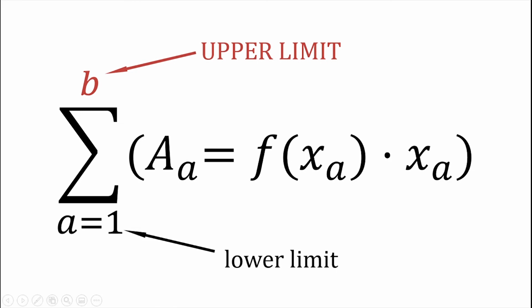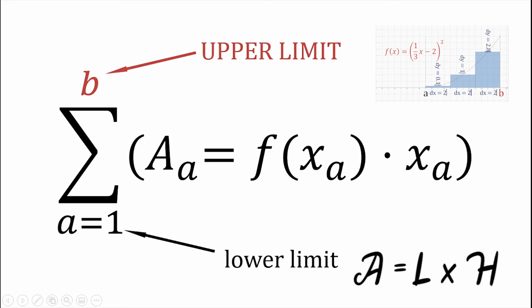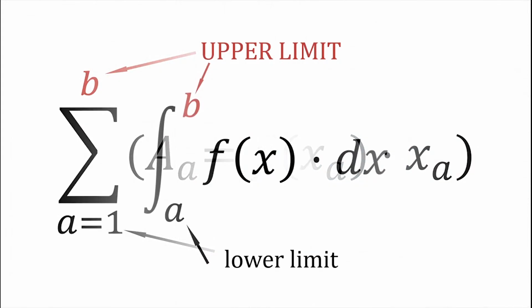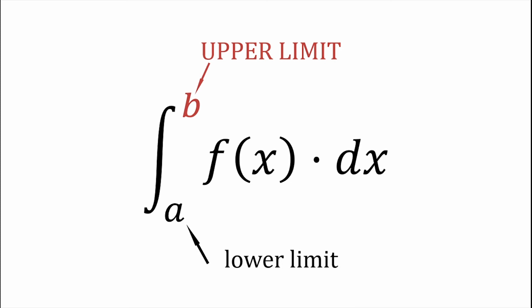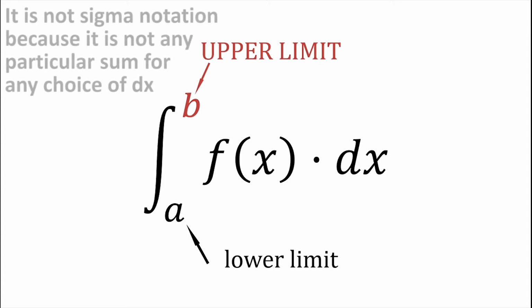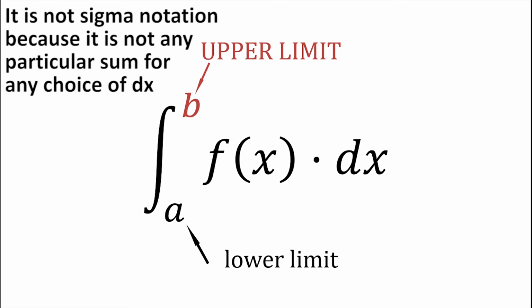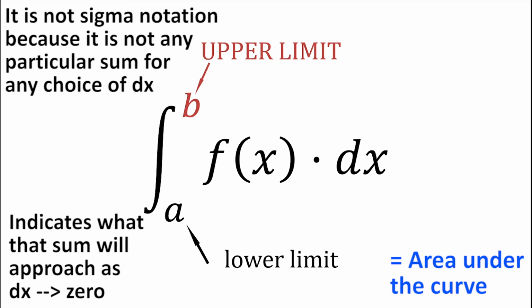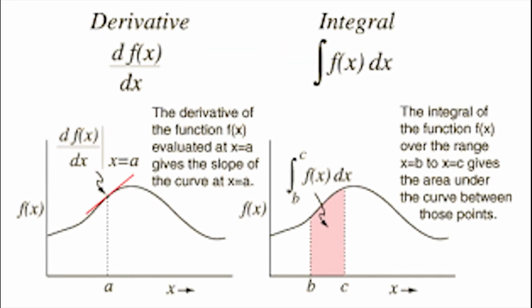And now for the big question. What are we summing up? The rectangles, right? So what's the formula for a rectangle? Length times height. What's the length of the graph? dx. And what's the height? f of x. Therefore, we get, which is basically the calculus version of a sigma notation. We can read this expression as the sum of f of x times dx in the domain of a to b. We don't use sigma notation here because it is not any particular discrete sum for any choice of dx. Rather, the integral notation indicates what that continuous sum will approach as dx approaches 0, which is the area under the curve.